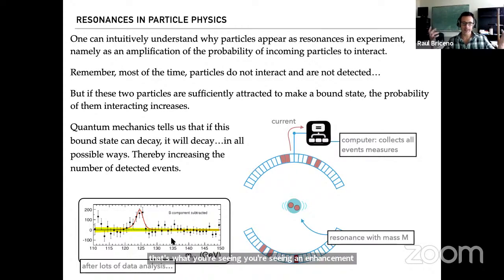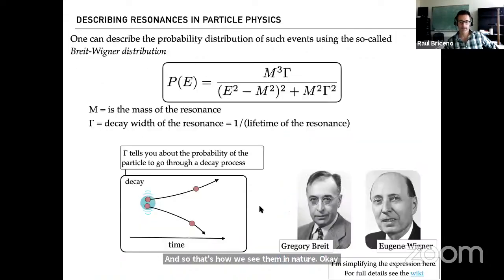And so that's how we see most particles in nature. We just see them as enhancements. They're just resonances, so their amplitudes are increased. They just increase the amplitude for the events to take place. And so that's how we see them in nature. Okay, so that's great. Hopefully that gives you a little bit of an idea of how and why we detect particles in experiments this way.